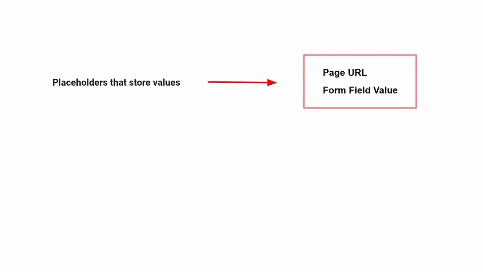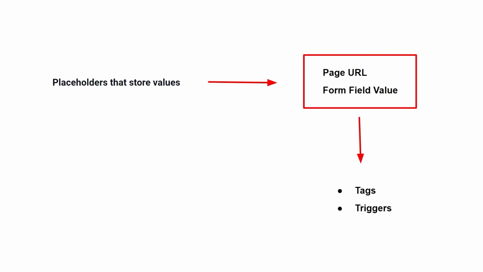Simply put, they are placeholders that store values that can be used in your tags and triggers. For example, you can store the URL of the page the user is on or the value of a form field. These values can then be used in your tags and triggers to provide more context and improve your tracking.